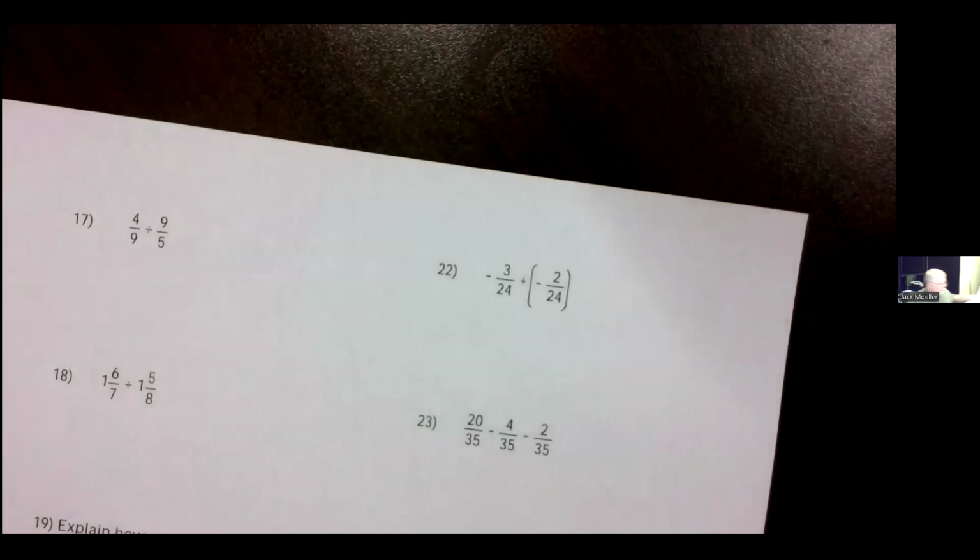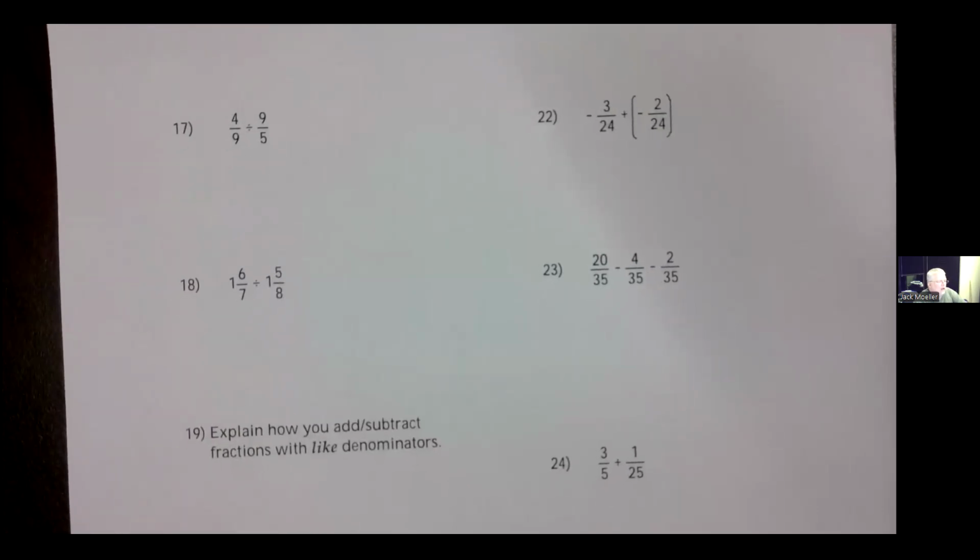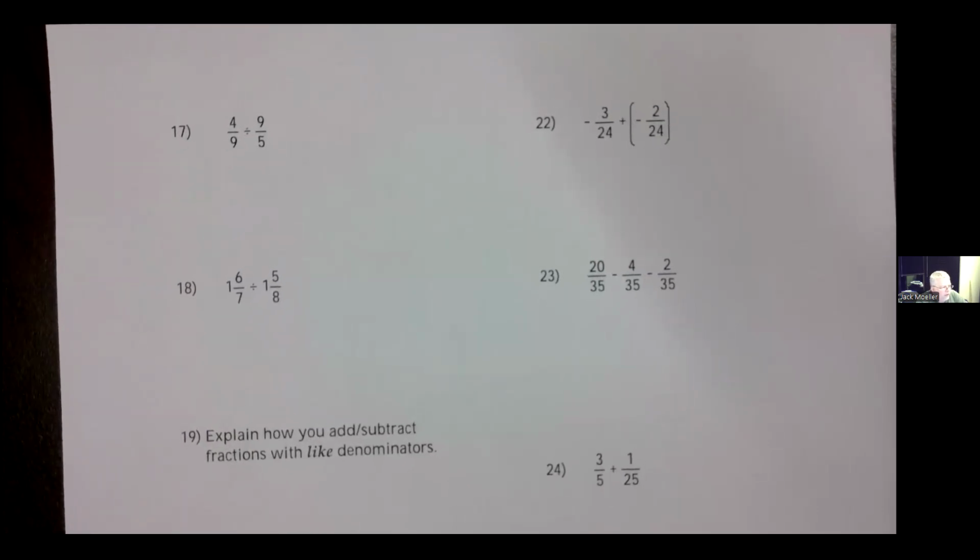All right, I'm going to skip 16. Let's go to 17. So how do we do 4/9 divided by 9/5? I'm curious how many of you out there are thinking, well, I got 9 on top and 9 on the bottom, so we can just cross those out, simplify it, and we're left with 4/5.